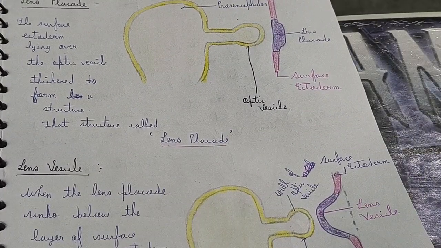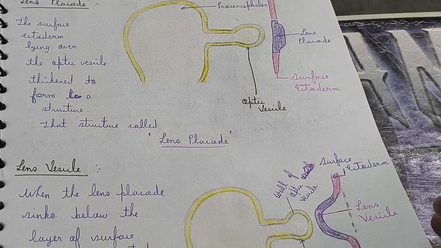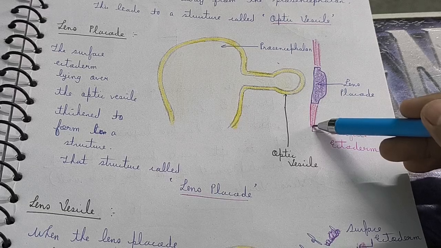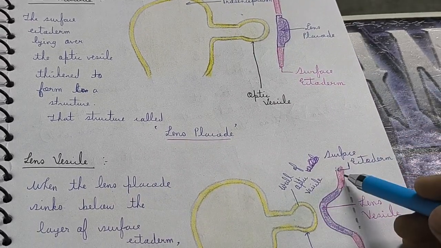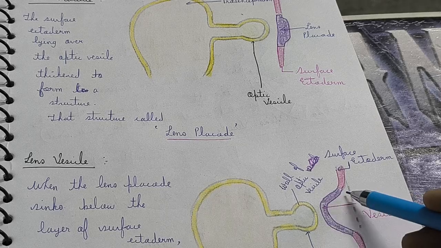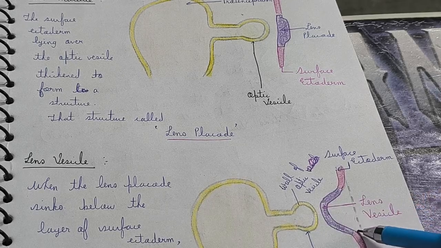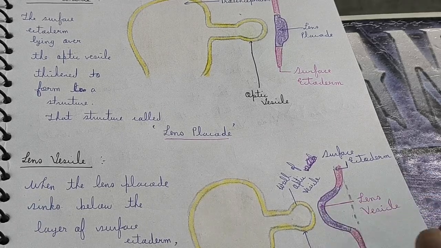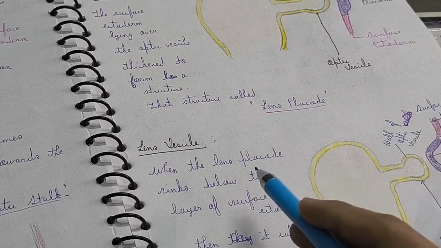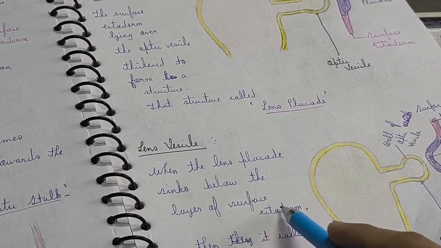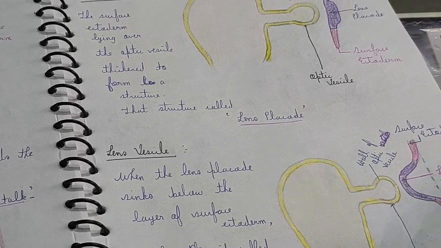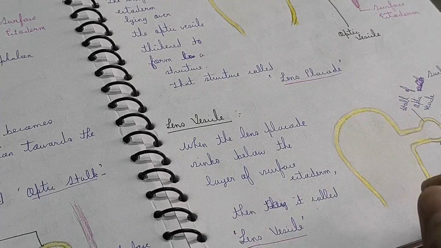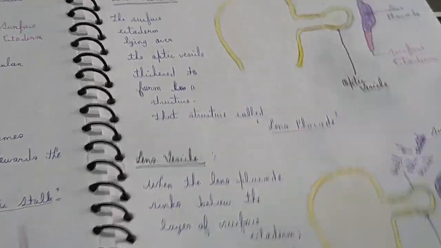Now initially this lens placode lies exactly in the layer of surface ectoderm, but now this lens placode separates from the layer of surface ectoderm, and this leads to the formation of the lens vesicle. I have written that when the lens placode sinks below the layer of surface ectoderm, that means it sinks and separates from this layer of surface ectoderm, that lens placode is known as the lens vesicle.